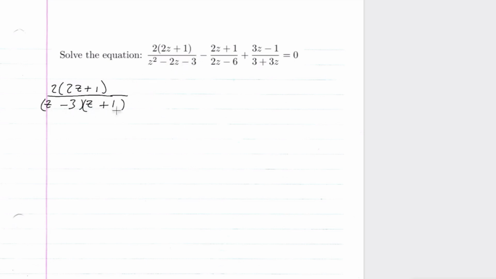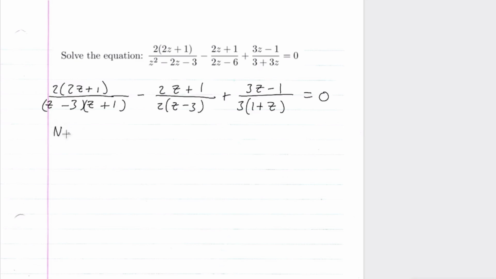So this is the same thing as this, minus 2z plus 1 over, and I can factor out a 2 here, so factoring out a 2, I'd get z minus 3, and then plus, so 3z minus 1 over, and I can factor out a 3, giving me 1 plus z.